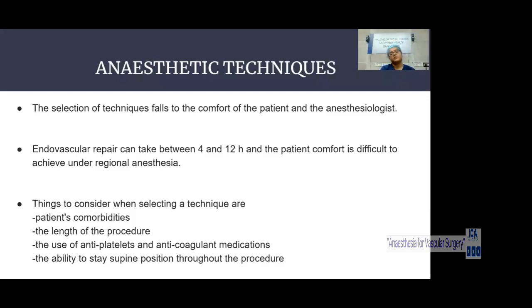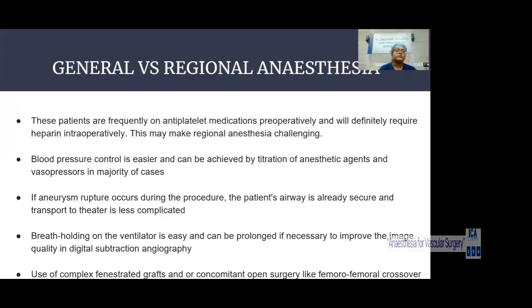Endovascular repair can sometimes take more than 4 hours, and patient comfort is difficult in regional techniques. Things to consider when selecting a technique are the patient's comorbidities, the length of the procedure, the use of antiplatelets or anticoagulants, and the ability to lie supine. General anesthesia is preferred over regional anesthesia in the following conditions. Usually these patients are on antiplatelet medications and do require heparin intraoperatively. This may make regional anesthesia challenging. Blood pressure control is easier with general anesthesia and can be achieved by titration of anesthetic agents and vasopressors.